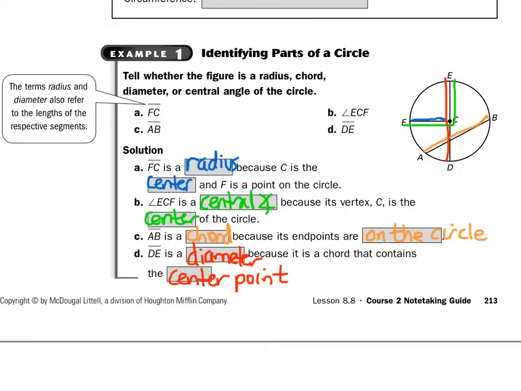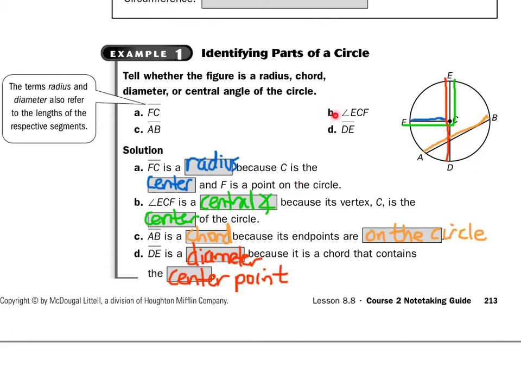Okay, so sometimes they just ask you questions and they want you to identify the different parts of a circle. So look at example 1, letter A. From F to C, so from point F to point C. Well, notice how C is the center point. So from F to C would be a radius. And that's why I used blue, okay? So that's a radius because C is a center and F is a point on the circle.